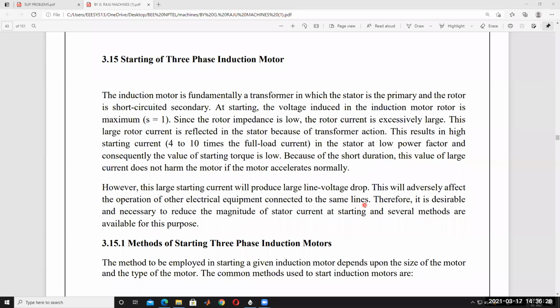If you start a three-phase induction motor by switching on directly, it draws a large amount of current. In that case, other equipment may be disturbed. This will adversely affect the operation of other electrical equipment connected to the same line.